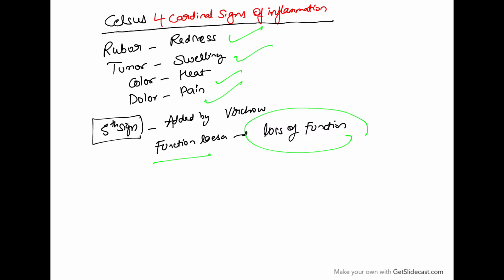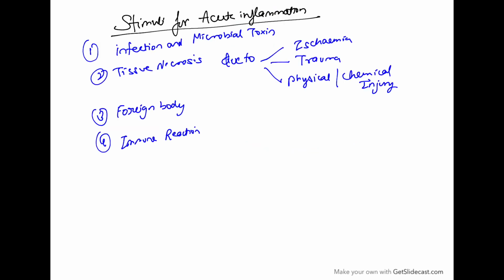Okay, now let us see the stimuli for acute inflammation. These could be some infection or a microbial toxin, or tissue necrosis, which could be because of ischemia, trauma, or some physical or chemical injury, or maybe a foreign body, or an immune reaction. So anything from infection to immune reaction, foreign body, any toxin, or any tissue necrosis can lead to acute inflammation.